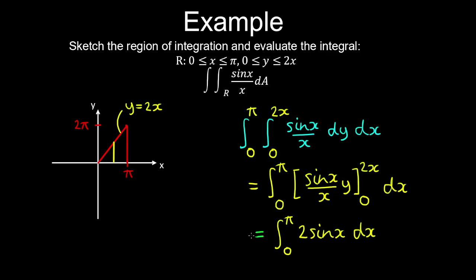So we'll take 2 outside the integral, and evaluating this gives minus cosine x. And we evaluate this at 0 and pi. So minus cosine pi is minus minus 1. So we get 2 by 1, and minus minus cosine 0, which is plus 1. So the integral evaluates to 4.